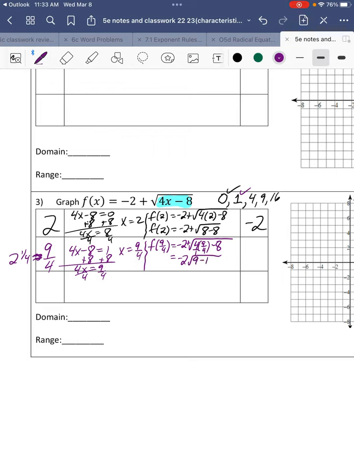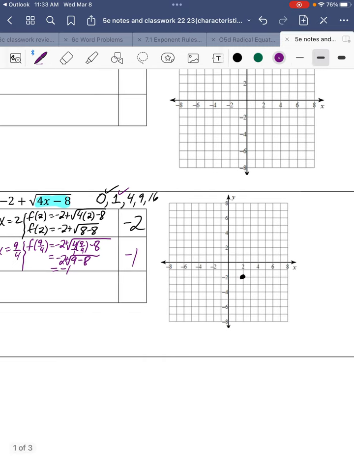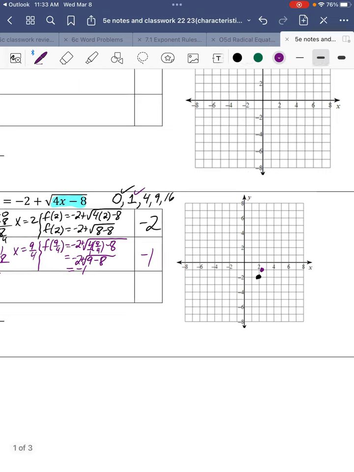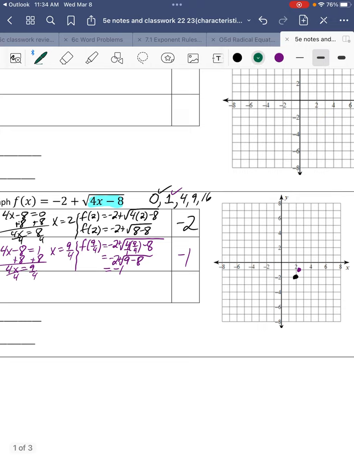1 times 4 is 4. So we have 36 divided by 4 is 9, minus 8. And then 9 minus 8 is 1. Square root of 1 is 1. And then plus -2 is -1. So we have our point at 2 1/4. So I'm just going to go a little past 2 and down to -1.